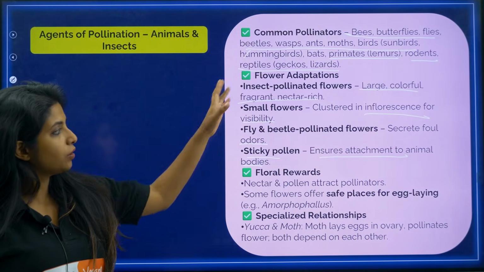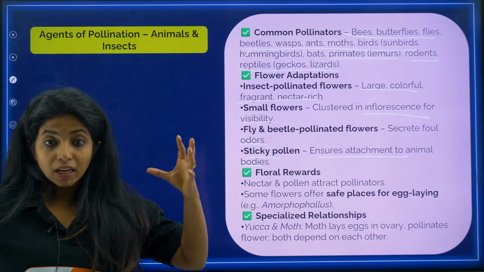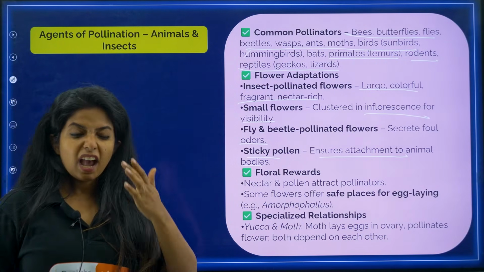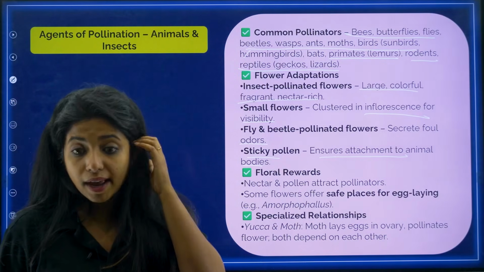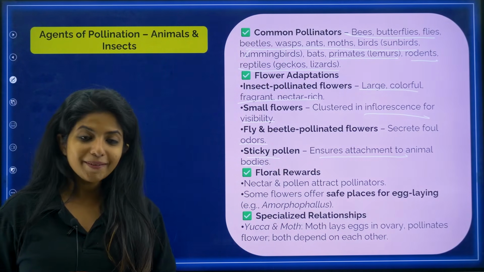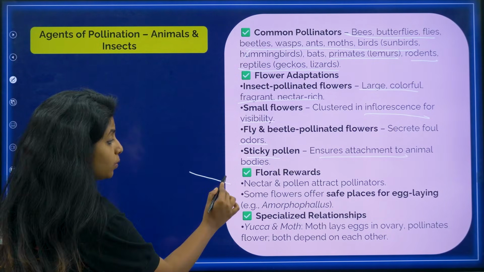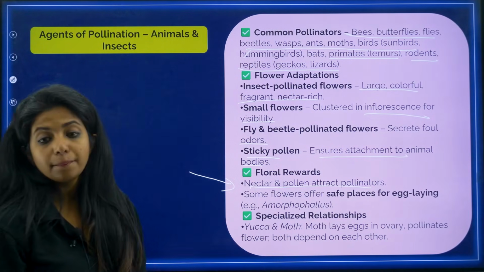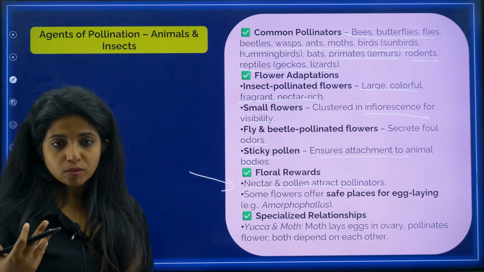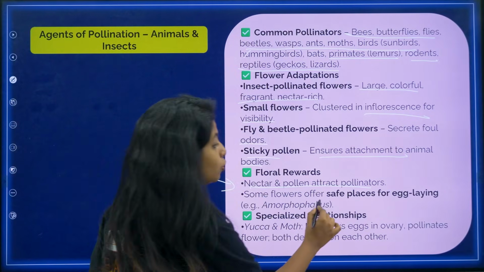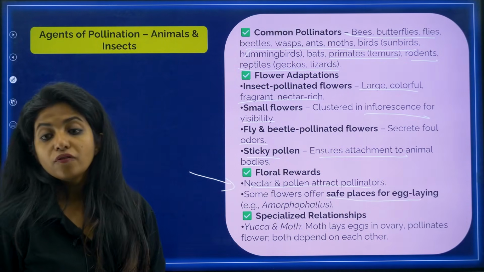Talking about the flowers, if they are small, they should be in an inflorescence, a very important feature. They should be large, colorful and fragrant. And if pollination is done by fly or beetle, my dear children, the flower should secrete a foul odor. Now, there are certain rewards that the plant gives, that is nectar and pollen. Nectar and pollen attract, so they are a reward. Apart from that, there is one more reward, that is to provide a safe space for egg laying.